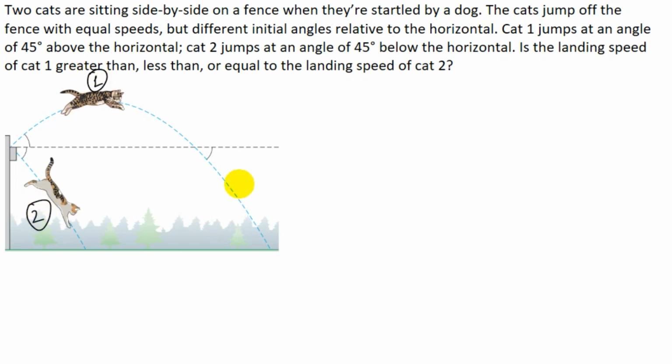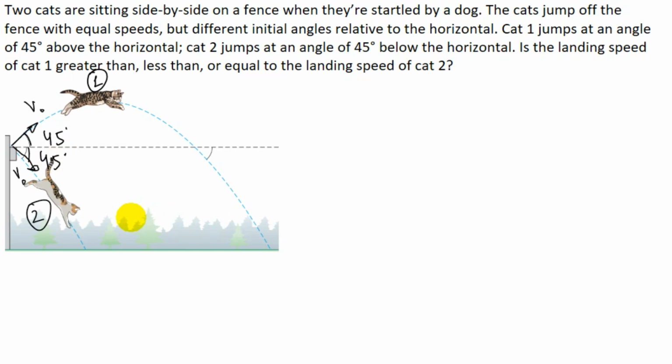Now both the cats jump off the fence with equal speed. Let the speed for cat 1 be v0. So the speed for cat 2 will also be the same, v0. But the difference is that both have different initial angles relative to horizontal. One cat jumps off at an angle 45 degrees above horizontal, and another cat jumps down at an angle 45 degrees below horizontal. This is the difference. Rest, the initial speed is same.